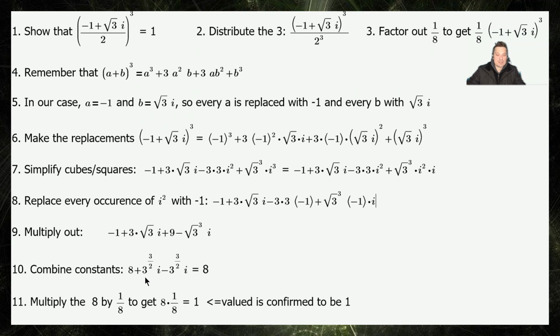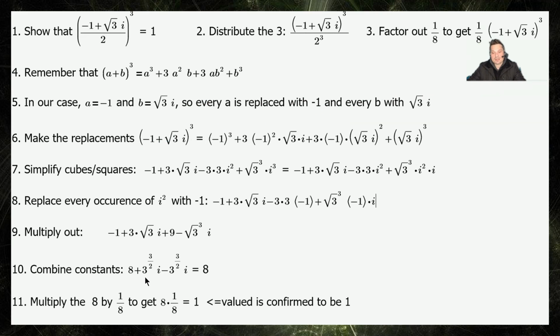Now, because you see over here, I have a 3 as the exponent, I need to apply this rule that says that (a plus b) cubed is equivalent to a cubed plus 3a squared b plus 3ab squared plus b cubed. So I'm going to apply this rule as follows. In our case, a can be identified with -1 and b can be identified as the square root of 3i, basically.